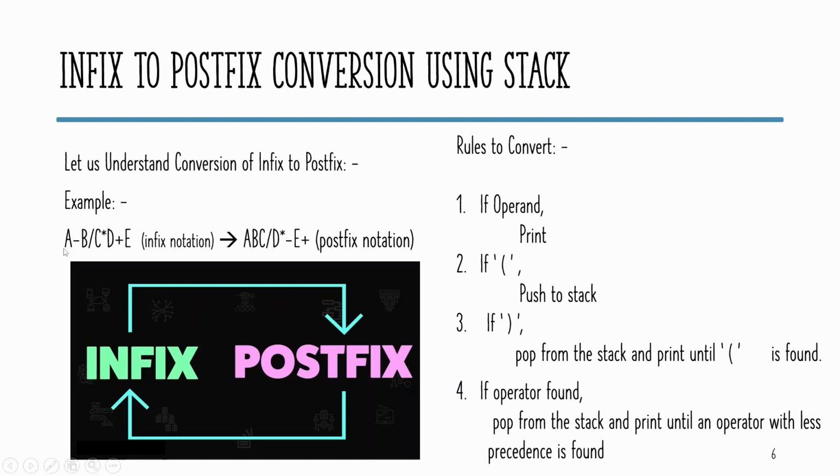As we know, this is an infix notation, that is a minus b divided by c into d plus e. As we can see here, this is an infix notation where each operator sits between its operands. Similarly, when converted into a postfix notation, we can see that all the operands have the operator beside them on the right side. So this is a postfix notation and this is an infix notation.